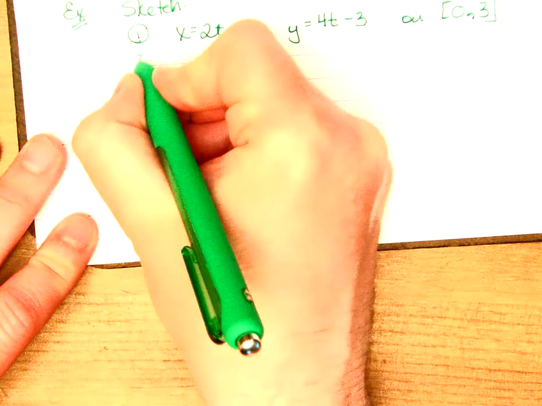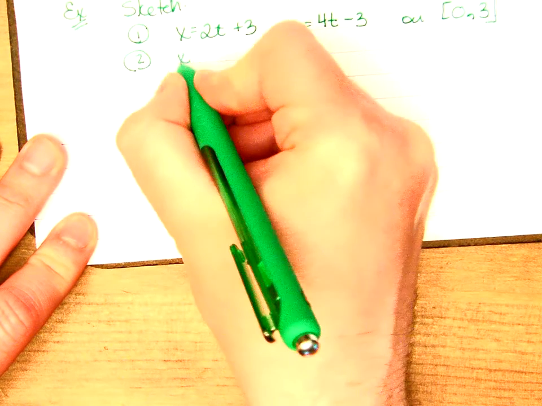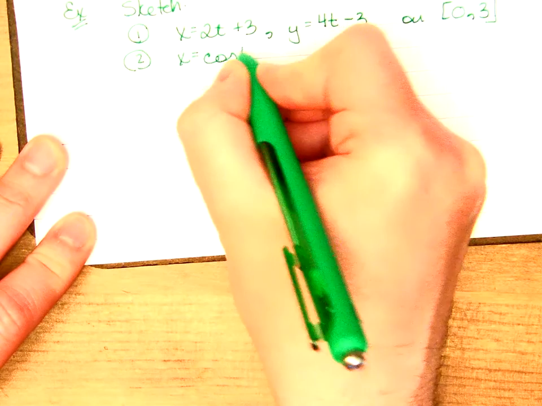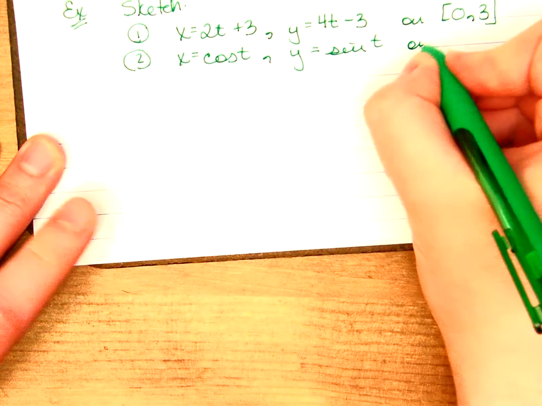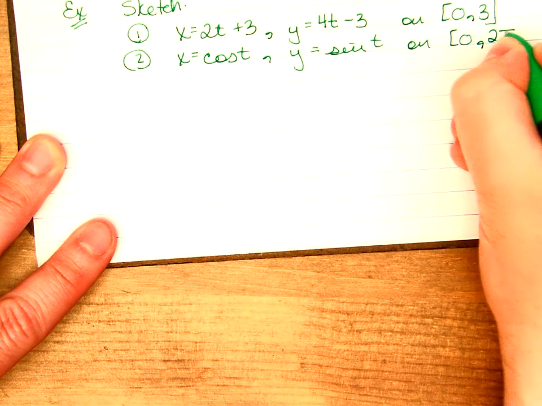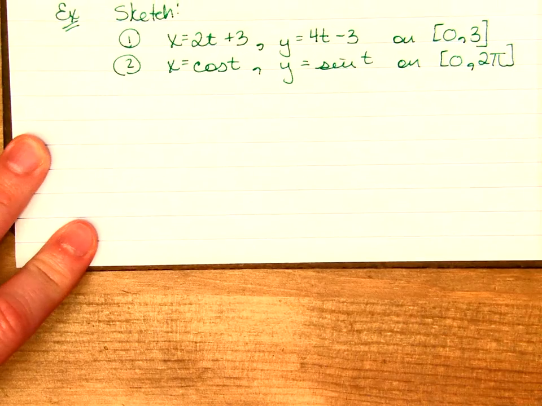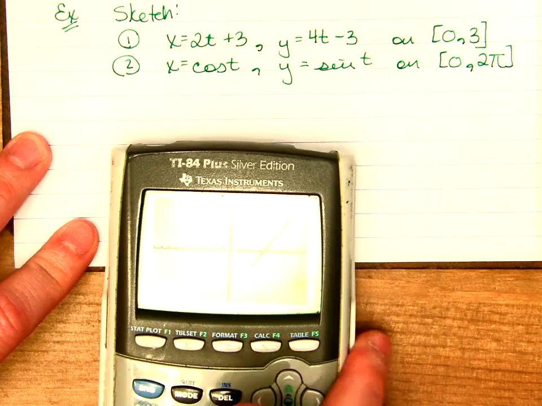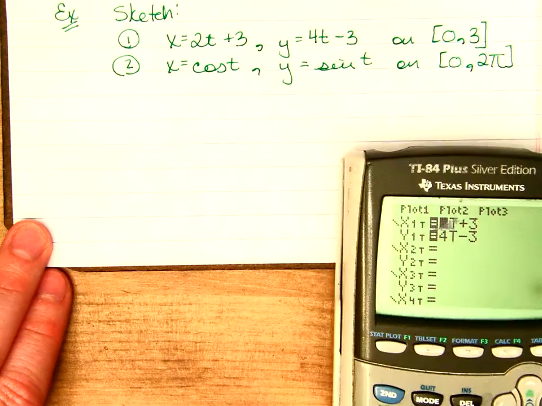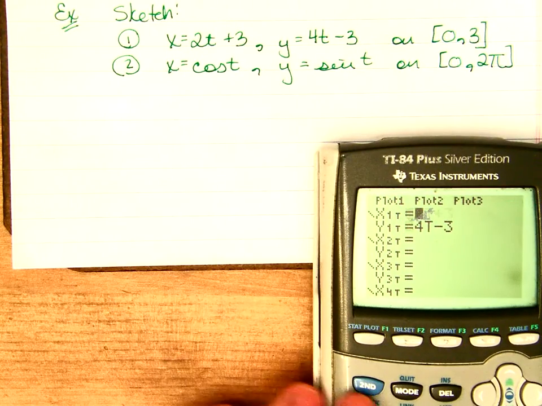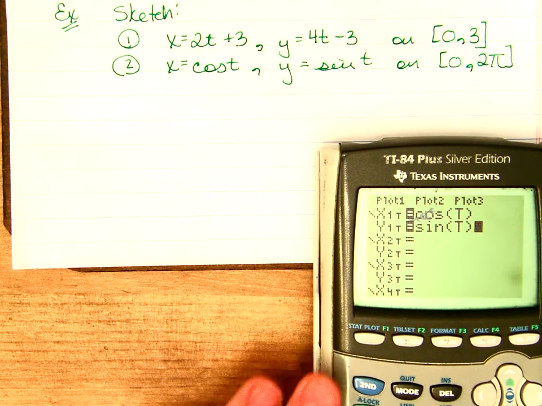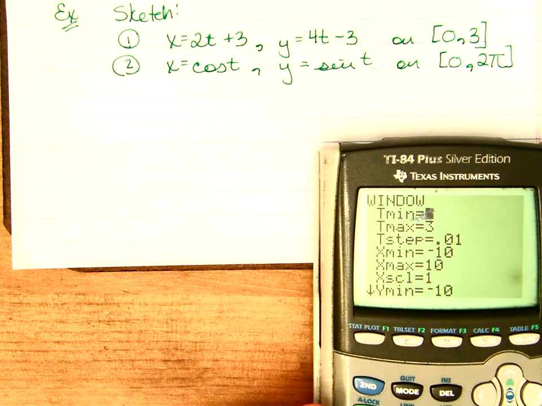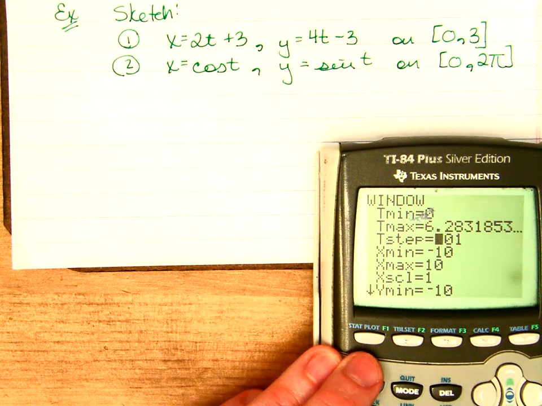Let's sketch x equals cosine t, y equals sine t, and let's do this between 0 and 2 pi. So I'll change my x1 to say cosine t. I'll change my y1 to say sine t. T minimum 0, T max 2 pi. I could make T step 0.01.